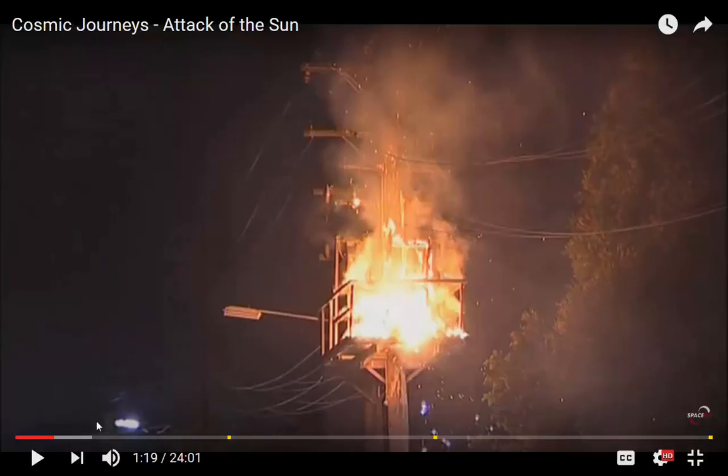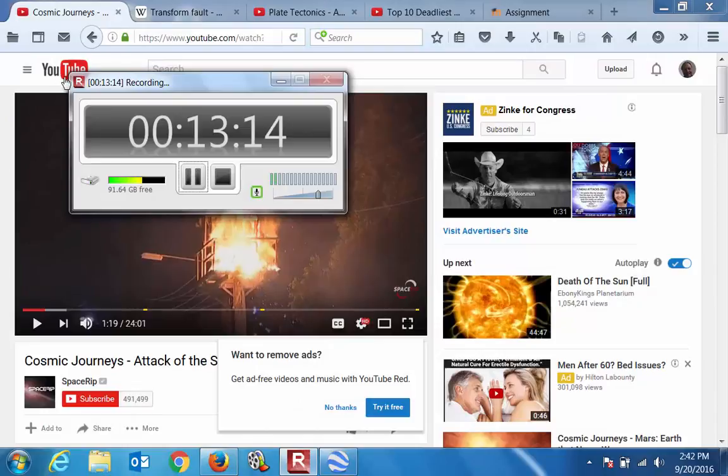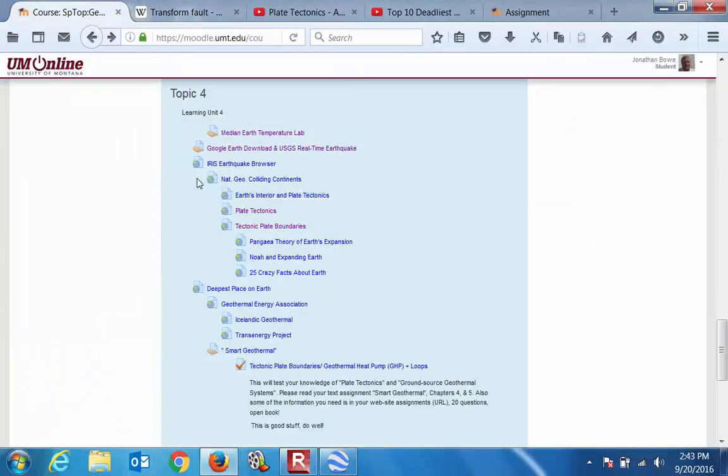And this was just kind of a theatrical rendition of that: the incoming solar wind is just blowing, using the power grid like a giant solar collector and overpowering all of our infrastructure. But at your leisure, do take a look at the attack of the sun. Okay, let's slide on down into topic 4 now.